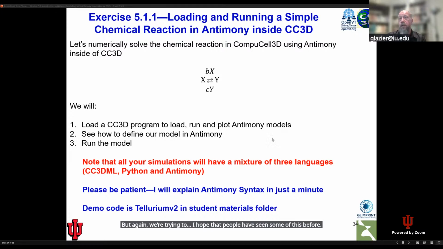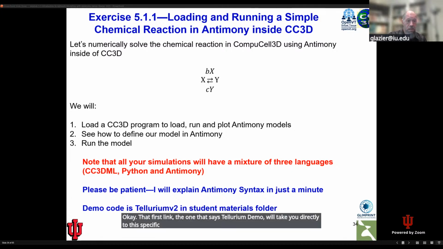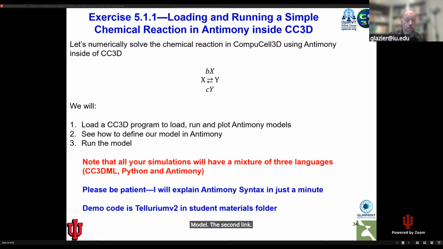I need everybody now to download Tellurium V2 from the student materials folder. That first link, the one that says Tellurium demo, will take you directly to this specific model. The second link will take you to all of the models. You're going to need more of those models eventually, but for now, we're just going to work with that first one.